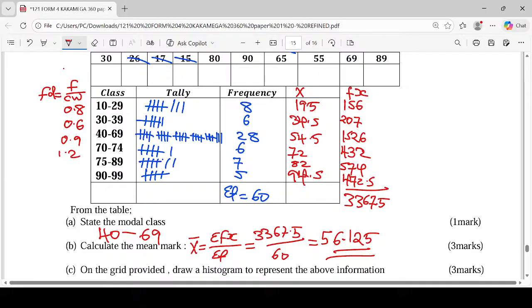7 divided by another, this one also should be 5. So no, let me see, 89.5 minus 74.5, that is 15. So 7 divided by 15, that is 0.47. Then 5 divided by 10, that is 0.5. Like that.